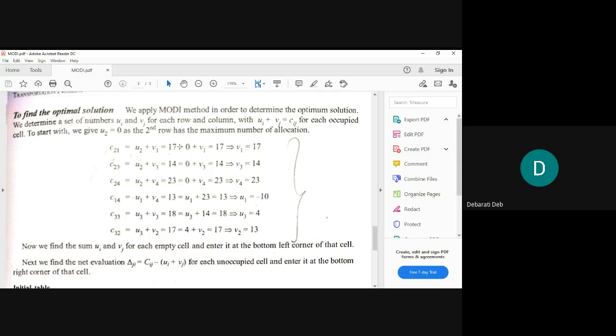MODI method. After writing MODI method, you can write this line: to start with, we assume u2 equals 0, as the second row has the maximum number of allocations.